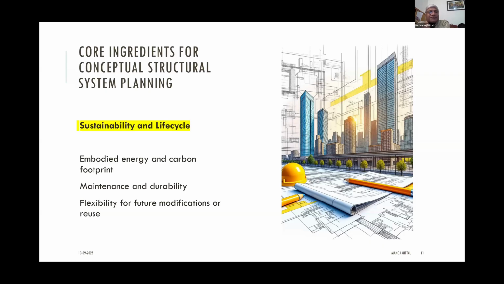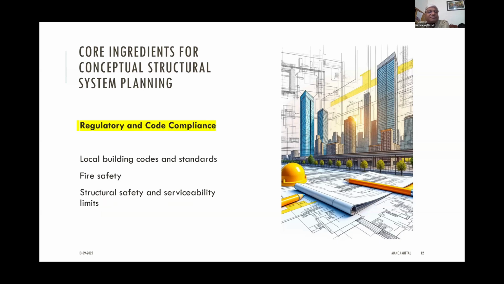Our concept structure system should be such that it should have the minimum embodied energy and carbon footprint. It should also be durable, and maintainability should also be there. And there should also be flexibility for future modification, for reuse, for sustainability. This is also an important aspect to be considered. And then regulatory and code compliance. This is non-negotiable. We have to consider structural safety, fire safety, and local building code standards.